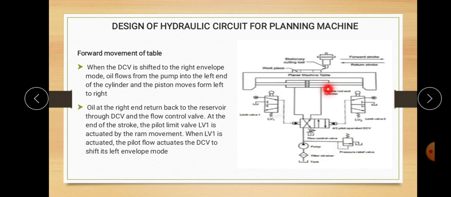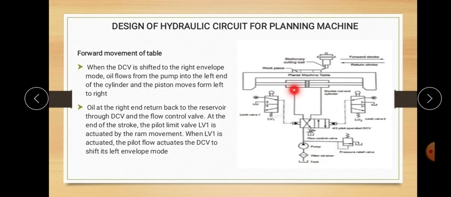This is a cylinder. This is a double acting cylinder with a two-rod arrangement. Above it, the planer machine table is present. The total mechanism is used to actuate the planer machine table in linear motions. The tool is fixed.